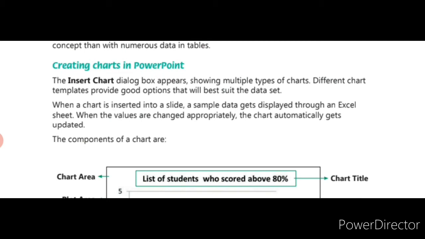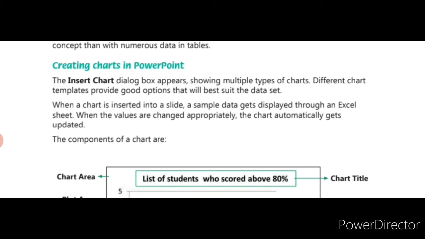Fine. Okay, so what are the components of charts? See this chart. These are the components of the chart. See this window: chart area, plot area, vertical axis, chart title, legend, data series, horizontal axis. These are the components of a chart. Just have a look into this chart. We'll see this in detail.